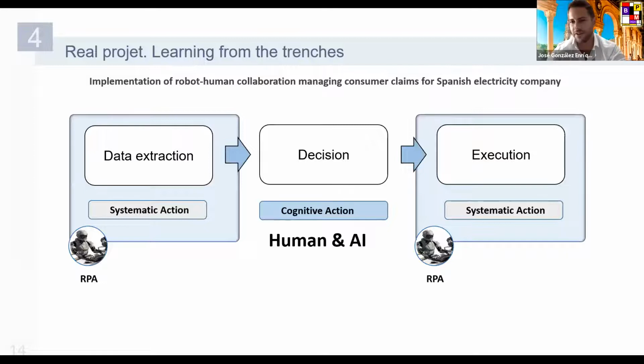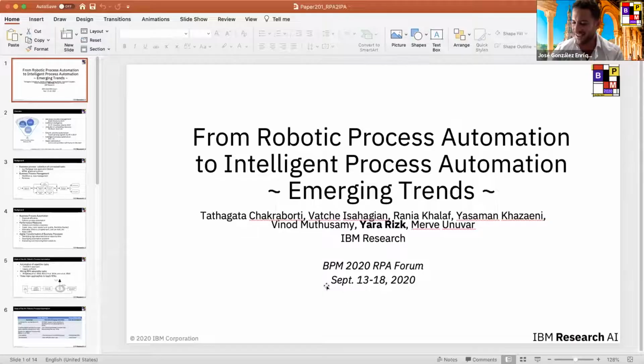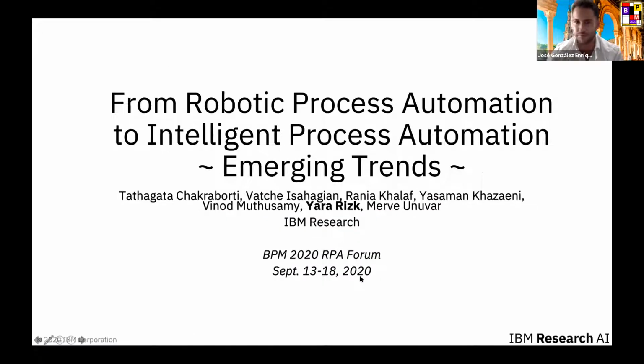Okay, so thank you very much for your presentation, and I think then we can move to the last presentation. The last but not the least presentation will be presented by Yara, isn't it? Right. Again, so she doesn't need any more presentation. She's going to present the paper entitled From Robotic Process Automation to Intelligent Process Automation. So, Yara, when you want, you can start.